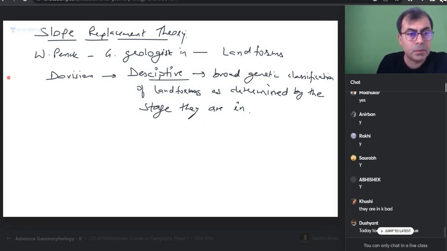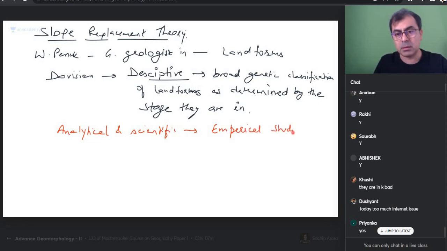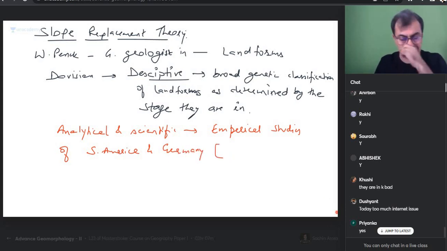Everyone okay? Please write down for them. Penck adopted a more analytical and scientific approach in his empirical studies of landforms in South America and Germany. Which mountain ranges in South America and Germany, everyone?